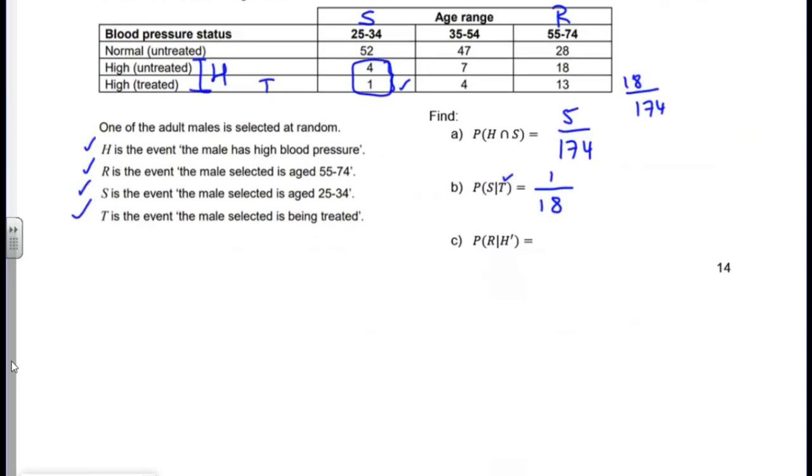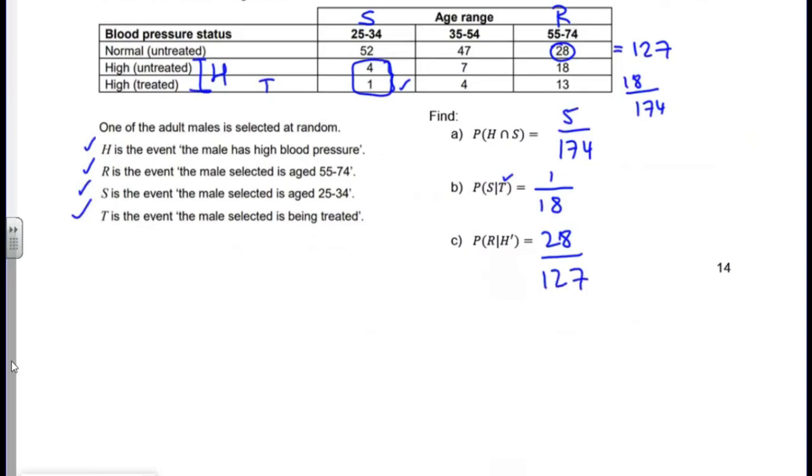Okay. What we got R then? So R is 55 to 74, given that they don't have high. So they're in the non-treated, aren't they? So I'm taking out of the normal untreated. And I want R, don't I? So it's 28 of them out of not H. So out of however many are normal. So what's that? So 52, 99, 127.